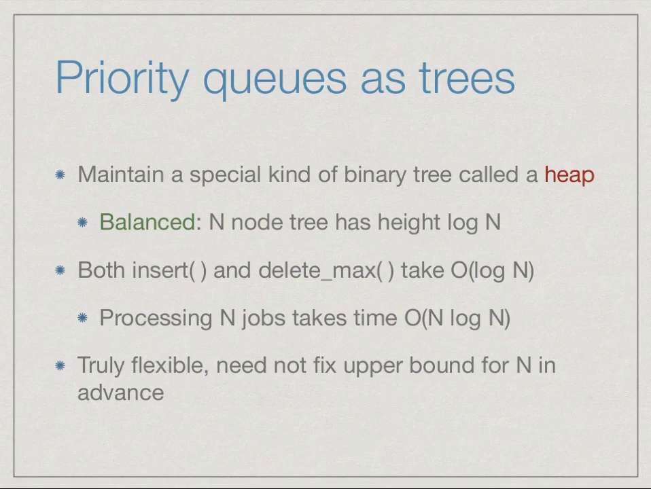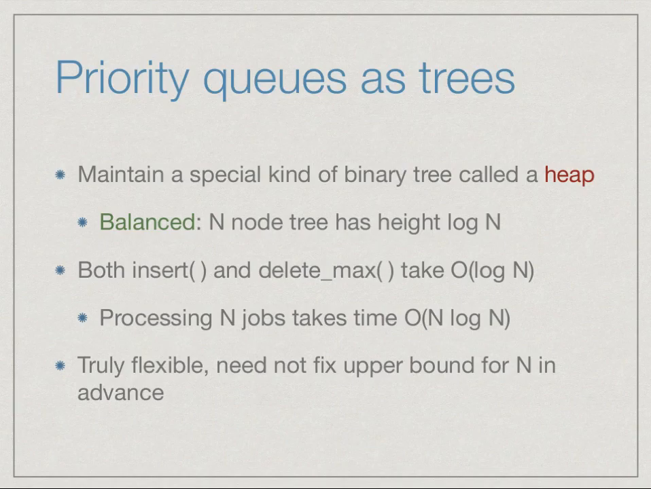So our goal is to maintain a priority queue as a special kind of binary tree, which we will call a heap. This tree will be balanced. A balanced tree is one in which, roughly speaking, at each point the left and right side are almost the same size. Because of this, it turns out that in a balanced tree, if we have n nodes, then the height of the tree will be logarithmic, because remember that the height doubles with each level. And as a result, we can fit n nodes in log n levels provided it's balanced.